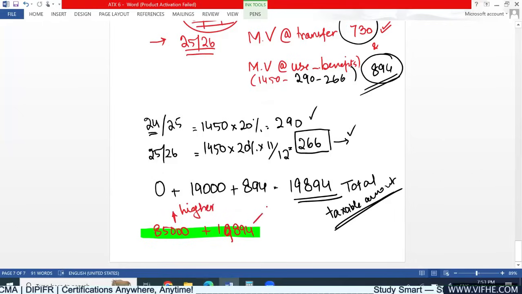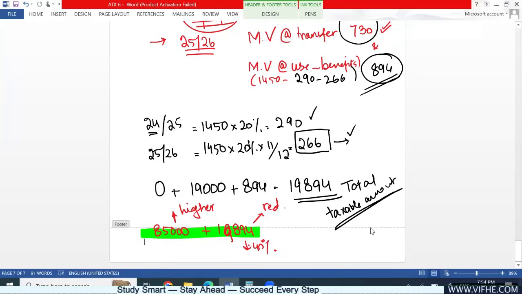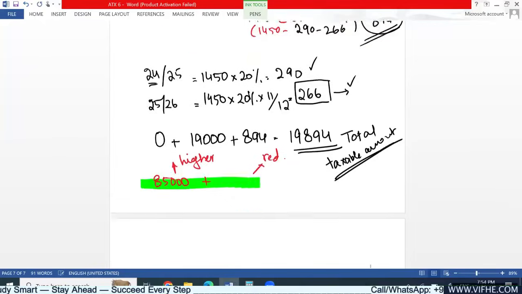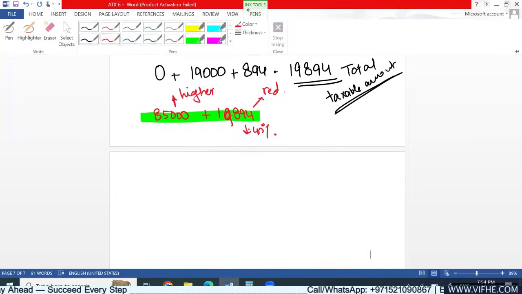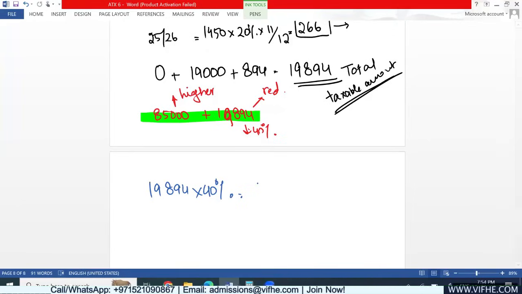19,894 additional, which is a part of her redundancy package, she will be paying 40% on it. Let me just tell you, in fact, you should help me in letting me know what is going to be 40% of this extra amount. 19,894 into 40% would lead to 7,958. So this is the additional tax they will be paying.